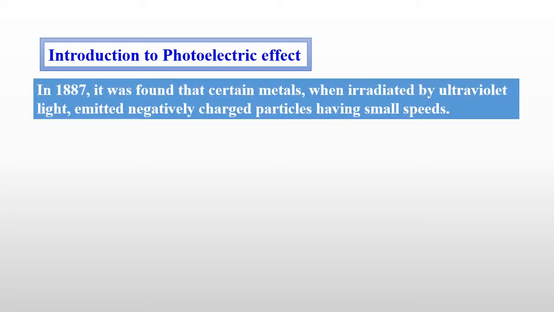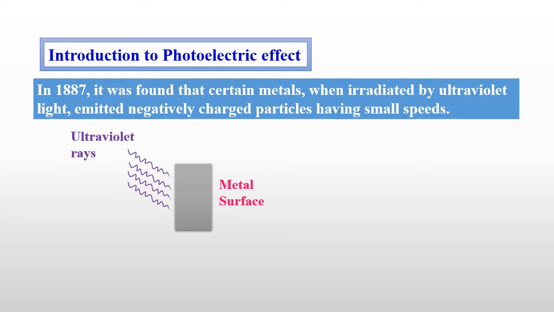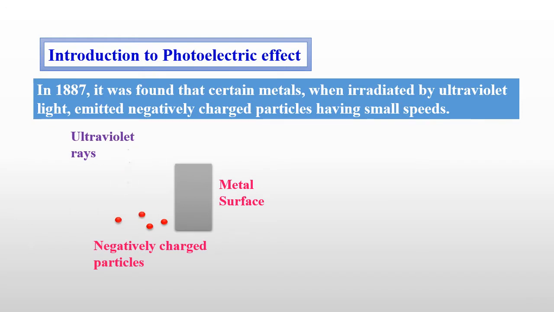In 1887 it was found that certain metals, when irradiated by ultraviolet light, emitted negatively charged particles. So this is the metal surface. Ultraviolet light is incident on it, and we saw that the electrons, which are negatively charged particles, come out of it.